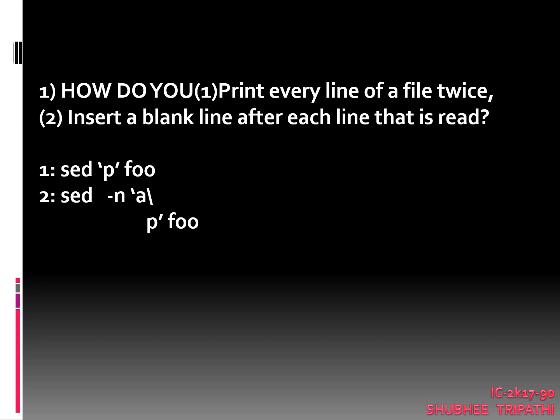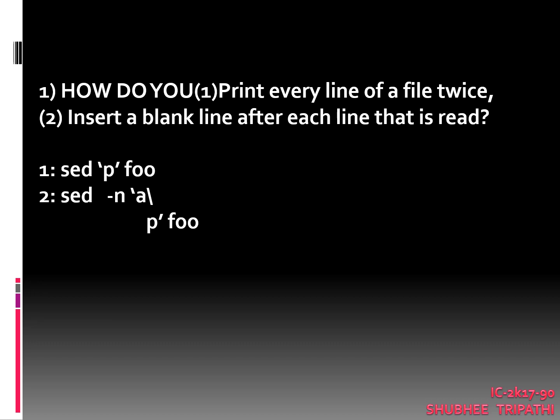We will be using the p command to display lines. P stands for print, however this command behaves in a seemingly strange manner. It outputs both the selected lines as well as all lines, so the selected line appears twice. We must suppress this behavior with the "-n" option and remember to use the option wherever we use the p command. Now the answer to our first question, print every line of a file twice, is sed p foo.